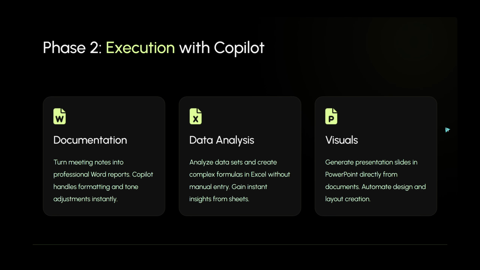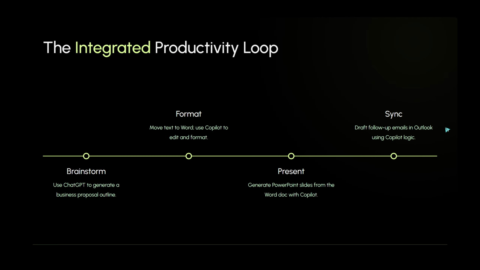To get the most value, combine both tools. Start by brainstorming and refining ideas in ChatGPT. Then move that content into Microsoft tools where Copilot can help you edit, format, analyze, and present it. This approach saves time on repetitive work so you can focus more on decision-making and higher-level tasks.